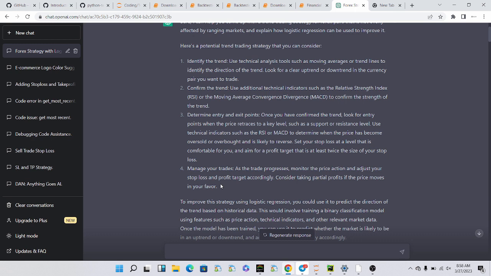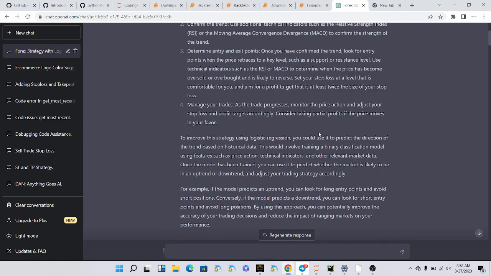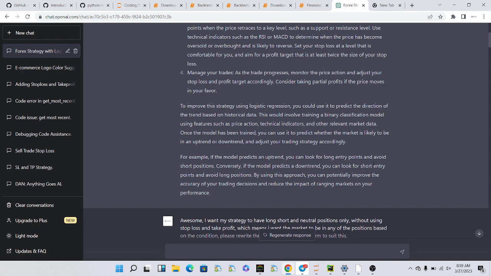We already have a trade manager that manages our trade for us in our framework. So it also said to improve the strategy using logistic regression, you could use it to predict the direction of the trend based on historical data. This would involve training a binary classification model using tools such as price action, technical indicators, and other relevant market data. Once the model has been trained, you can use it to predict whether the market is likely to be an uptrend or downtrend, and then adjust our trading strategy accordingly, which is super important.